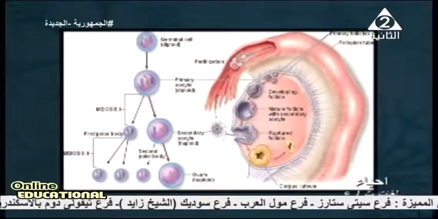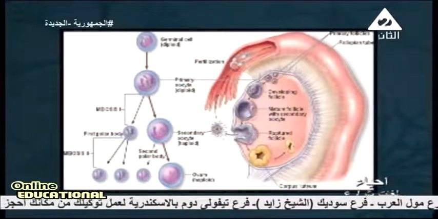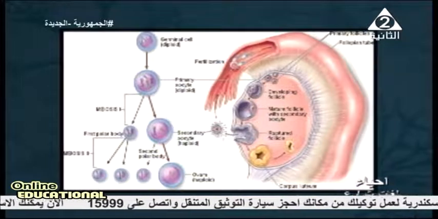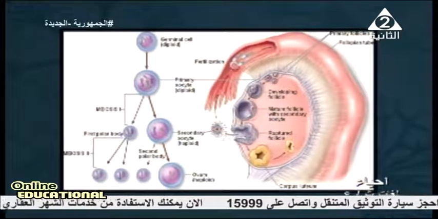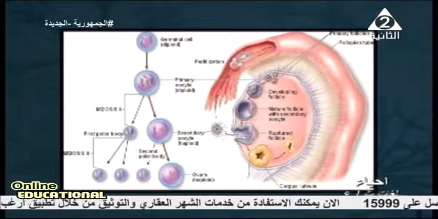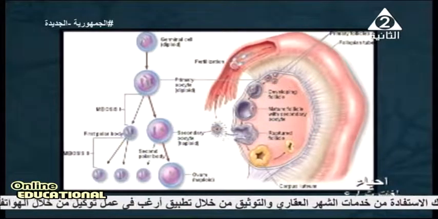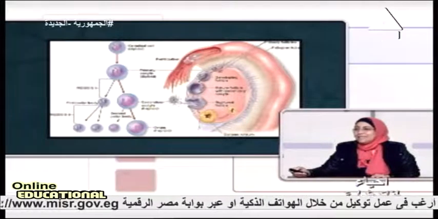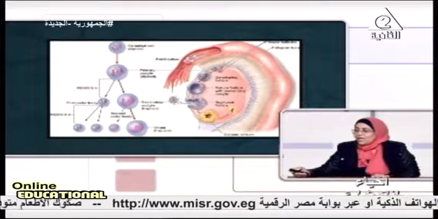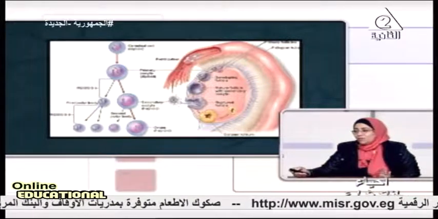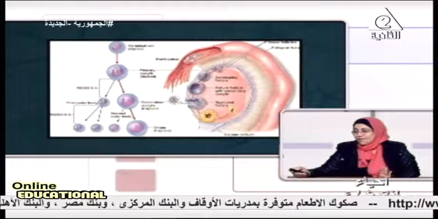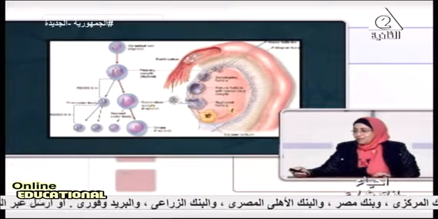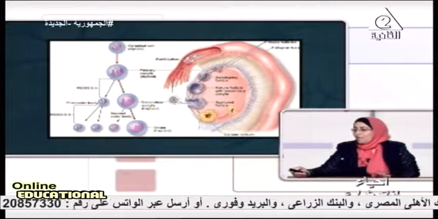Okay, like in this figure, meiosis 1 produces 2 cells: number 1, the first polar body, and number 2, the secondary oocyte, which contains the haploid number. After meiosis 2, what happens? The ovum is formed and the 3 polar bodies, okay, including the secondary polar bodies, and the ovum produced has the haploid number.